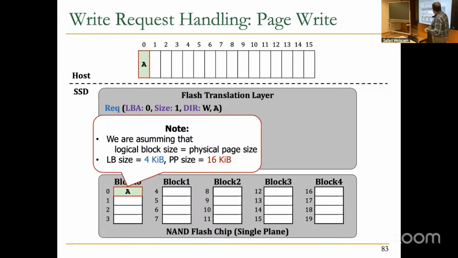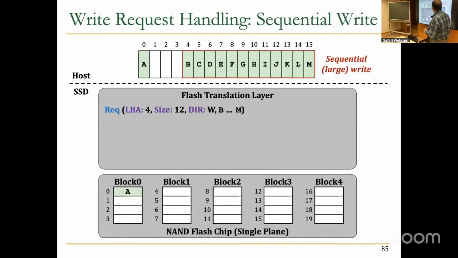We are assuming here that the logical block size equals the physical page size, so basically 4 kilobytes. Usually in our SSDs, the physical page size is actually 16 kilobytes, but I ignore that for now. You can check my backup slides for fine-grained mapping if you're interested. For simplicity, we consider that these two are the same size.